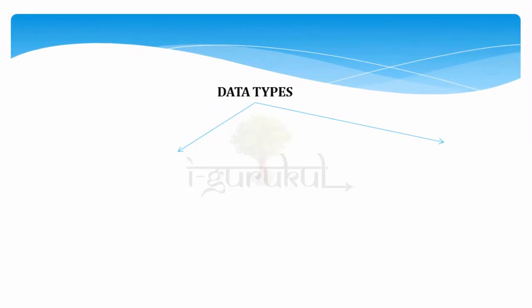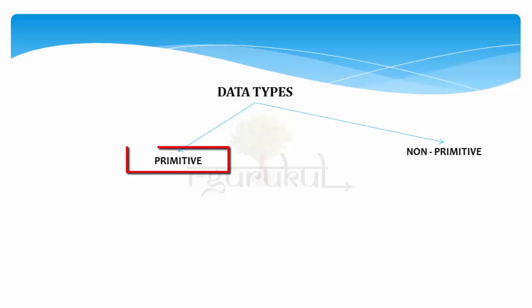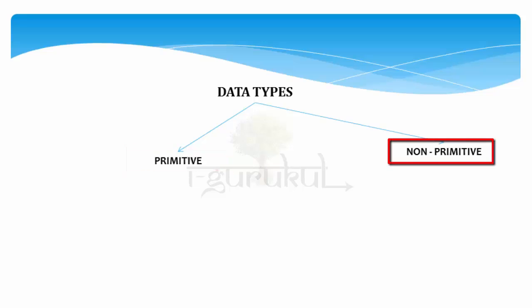There are basically two types of data types. The first one is primitive, that is the built-in data type, those data types whose definitions are predefined in Java. And the other one is non-primitive. Non-primitive means derived ones, that is, derived from the built-in data types, the primitive data types.